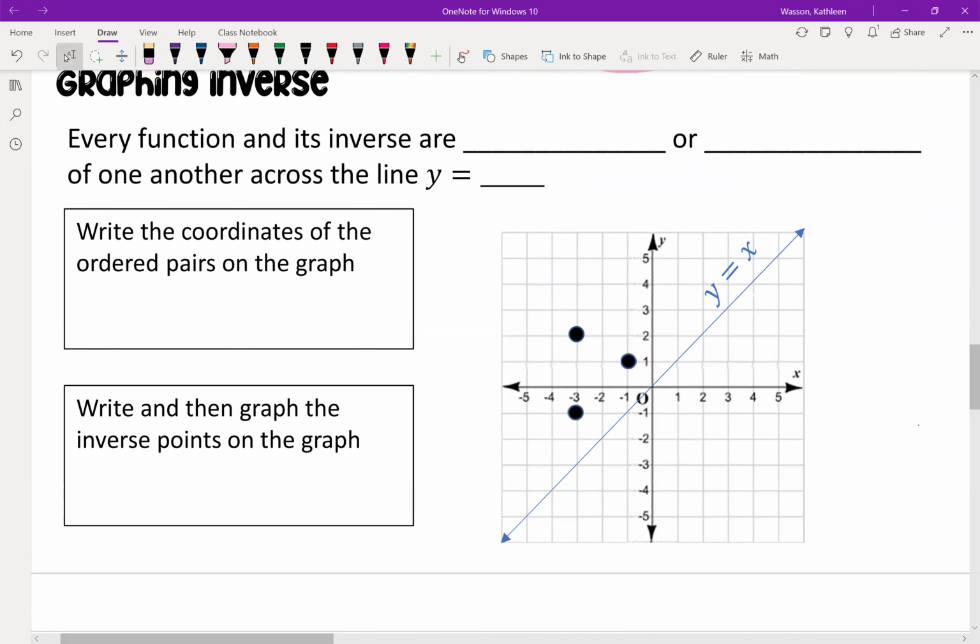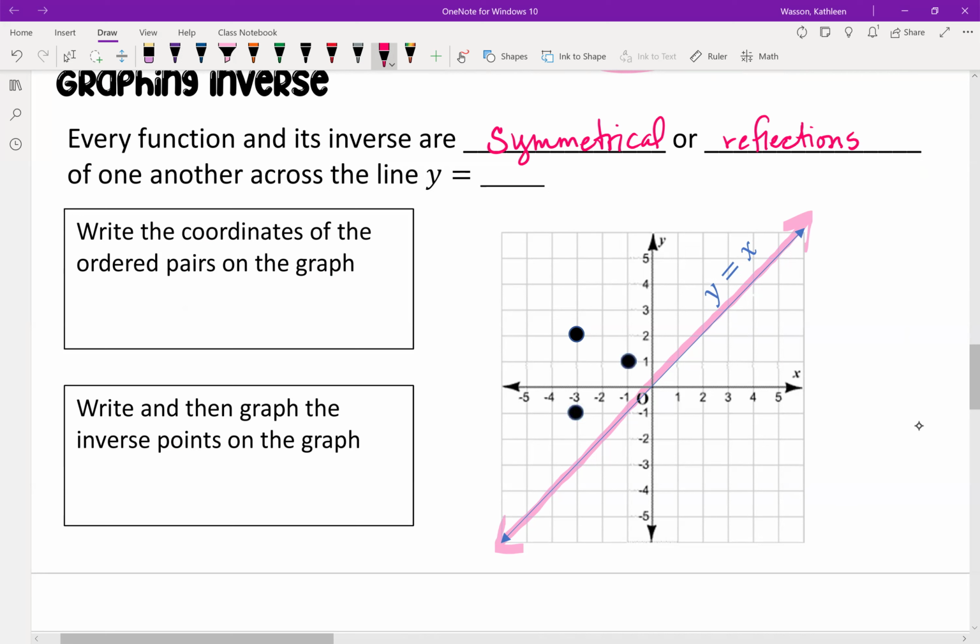When you graph inverse, here I have a graph already made. It's a discrete graph. There is a symmetry for each function and its inverse. A function and its inverse are symmetrical. They're reflections of one another across this line, y equals x. So we'll fill this in.